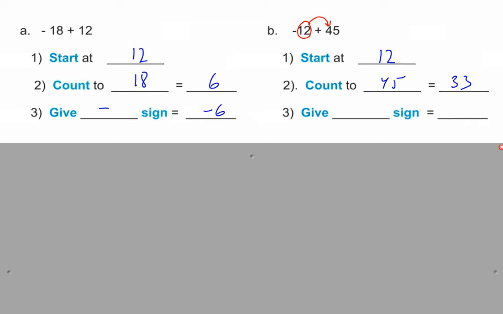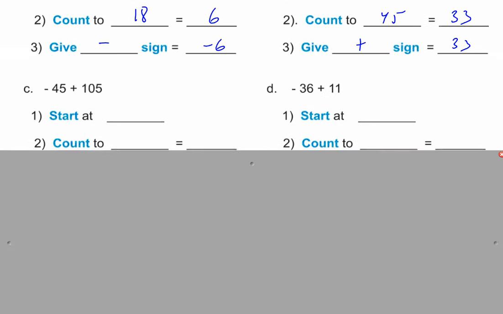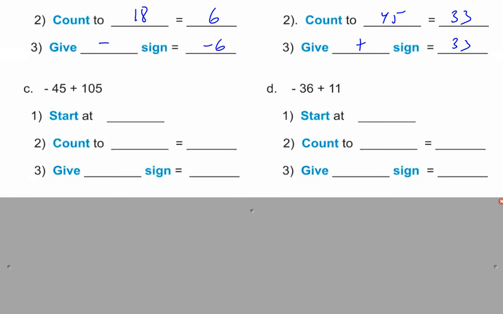From 12 to 45 is 33. And what sign are we going to give the answer? A plus, so we don't need to write the plus, but we're thinking this is a positive answer, and so our answer is 33. If you want to put the plus sign, you can, but you don't need it. Piece of cake, right? Okay, so to make sure you know what to do, why don't you do C and D yourself? I'm going to pause.